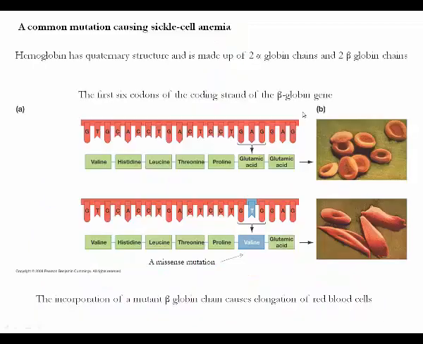Now, I've been avoiding using some terms that have to do with inheritance, and those are the terms that we're going to talk about in the next module. We're going to hopefully tie together gene expression with patterns of inheritance.